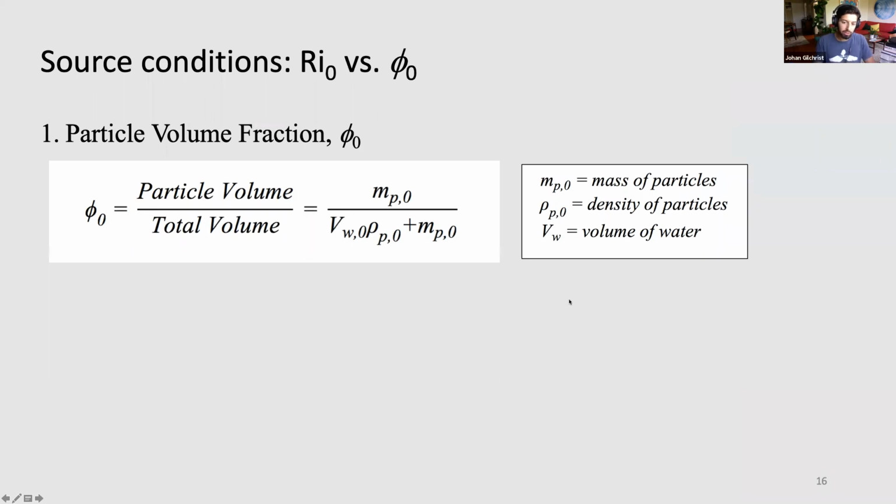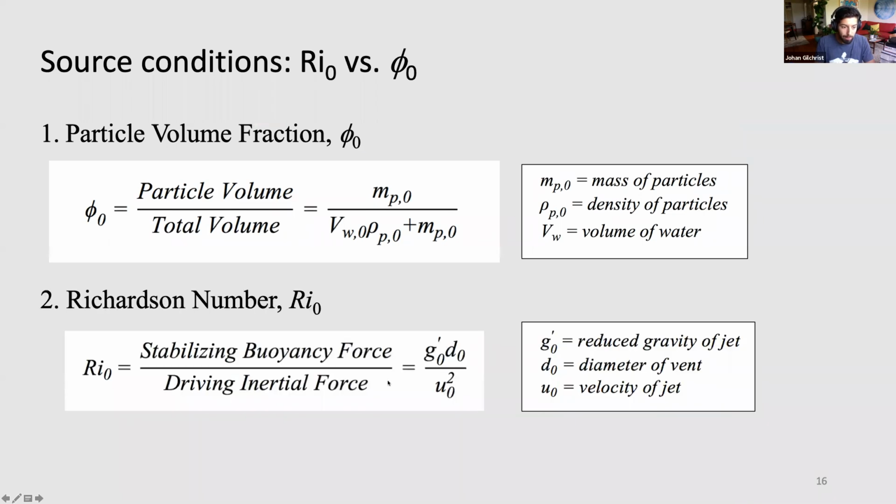Okay, so to characterize the source conditions for our experiments, we're going to introduce two dimensionless numbers. The first is the particle volume fraction. This is just the particle volume over the total volume of the injected mixture. So you can think of it as the particle loading related to particle concentration. And then also the Richardson number. The Richardson number is basically characterizing the strength of the jet exiting the nozzle or the source. And it's the expression of the stabilizing buoyancy force acting across the jet boundary, which is opposing entrainment.